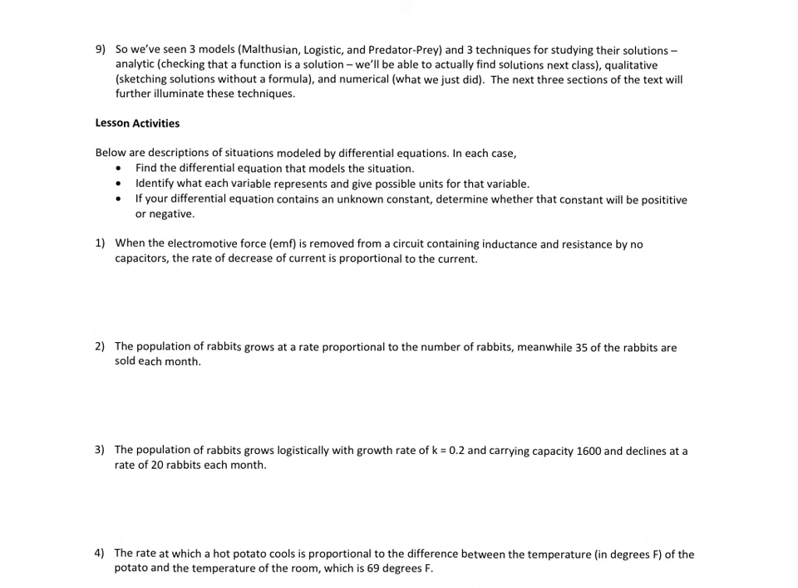So we've seen 3 models so far for populations: the Malthusian model, the logistic model, and the predator-prey model. And we've looked at 3 techniques for studying their solutions. Analytic. So far, all we can do is check that a function is a solution, but we'll be able to actually find solutions next class. Qualitative, where we can sketch solutions even though we don't have a formula. And numerical, which is what we just did. The next 3 sections of the text will further illuminate each of those techniques.